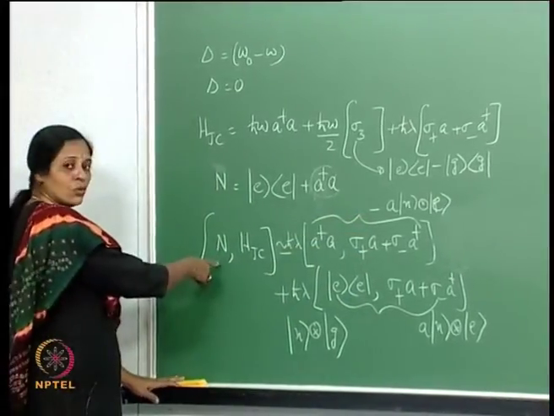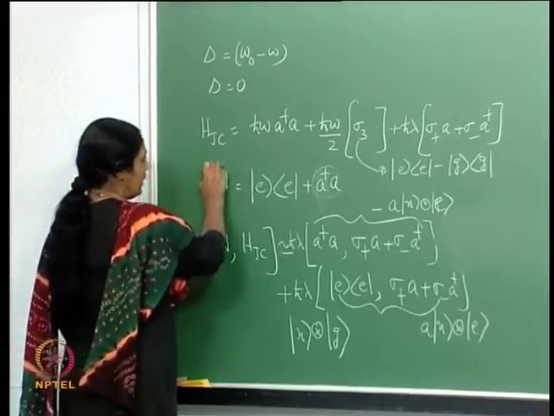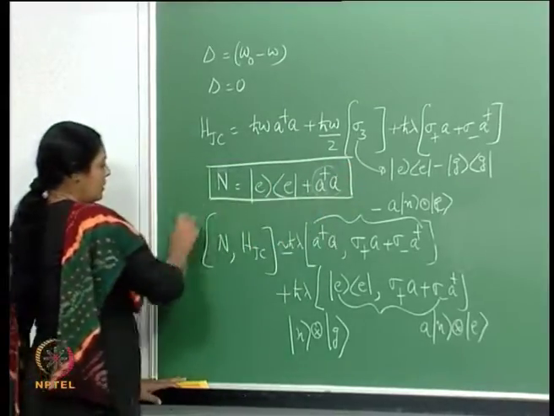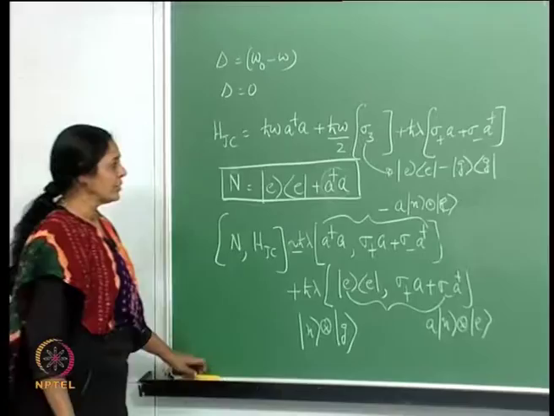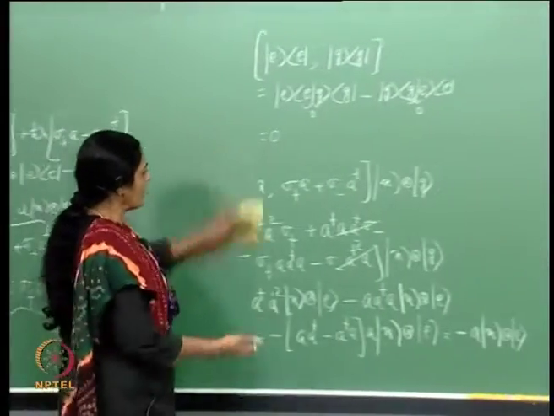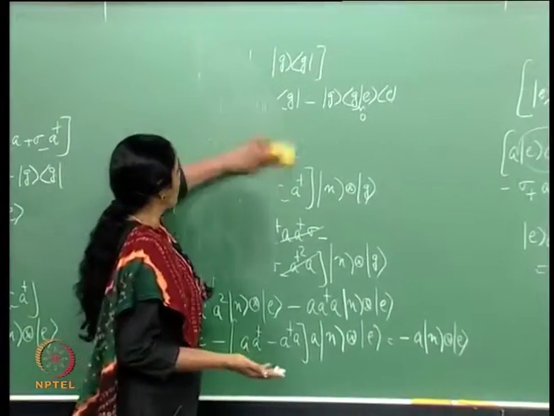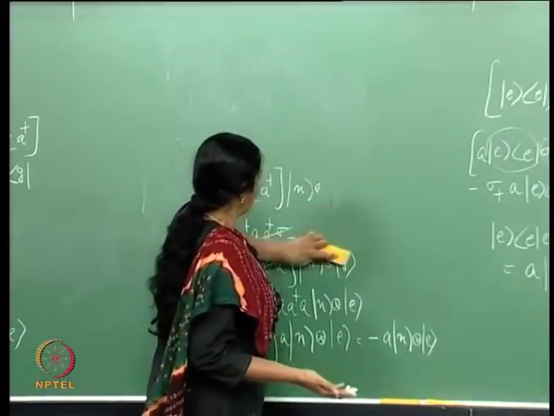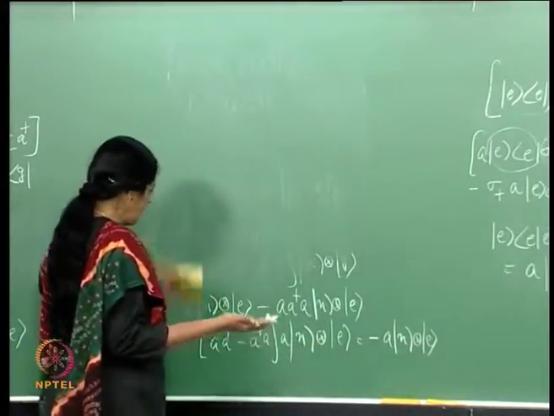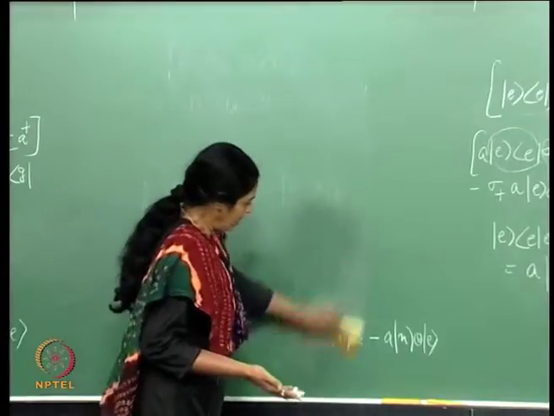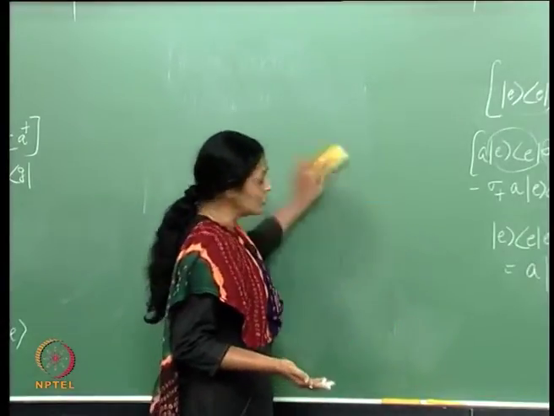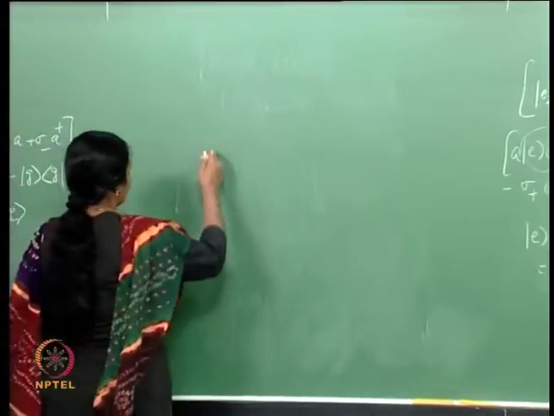And therefore, I have shown that this operator N commutes with the Jaynes-Cummings Hamiltonian. I could have used any other combination of direct product states, any basis state in general, and I could have shown that this commutator is indeed 0.